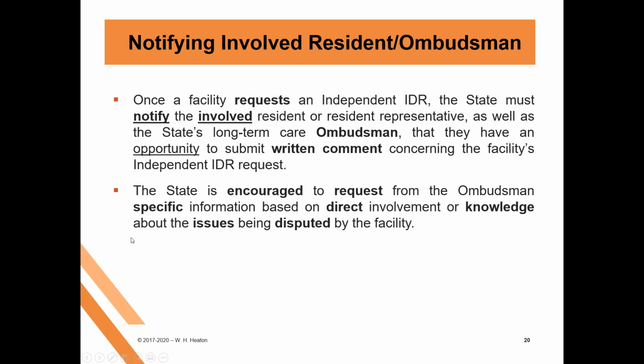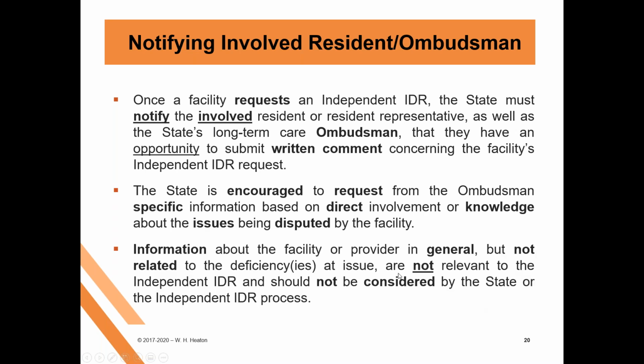The state is encouraged, I like that word, the state is encouraged to request from the ombudsman specific information based on direct involvement or knowledge about the issues being disputed. But notice what the next one is. They are not supposed to use any general information about the facility. It's not, well, this facility doesn't do this or this facility doesn't do that. What they're supposed to be looking for is only information that's relevant to the deficiency that you are disputing. Be sure when you're looking at participating in that and you're looking at the information that they're providing, that they're not just chasing rabbits, that they are only addressing issues that are relevant to that tag number and to the citation that's on the 2567.